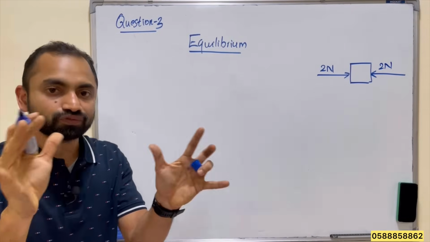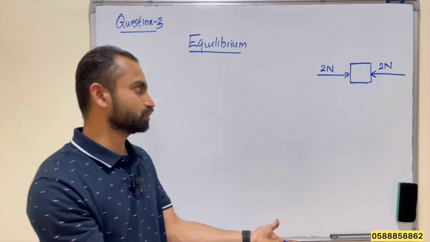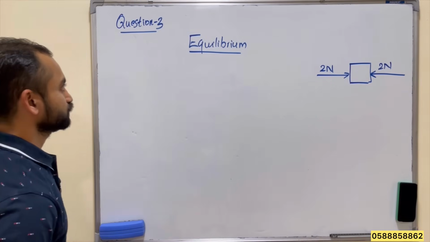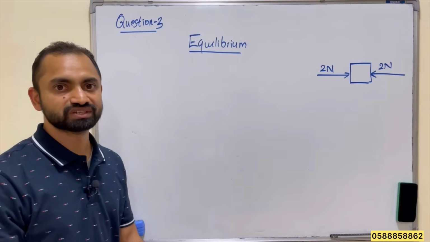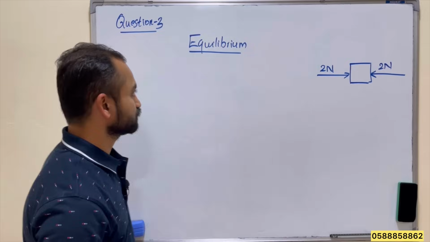What is the net force acting? 4 Newton or 0? 0. Why? Because forces are in the opposite direction. So net force is 0. If net force acting on the object is 0, we say the object is in equilibrium. Now this box is in equilibrium.